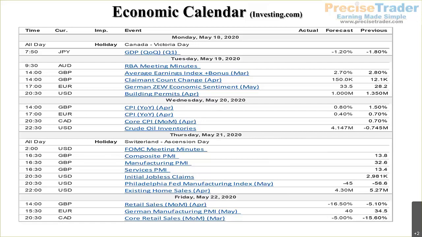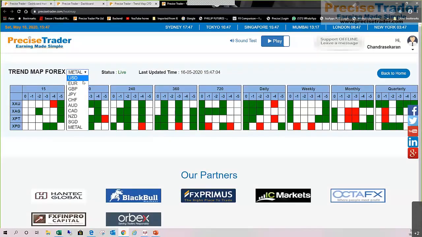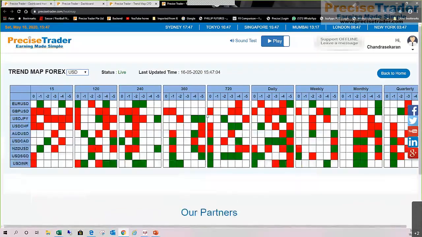Let's move to the trend map, then we will decide how the pound looks. On the weekly, the pound closed on the low, New Zealand closed on the low, and Sing dollar closed on the high. On the monthly, the pound is still on the low. That means we are expecting the pound weakness to last until the end of the month.